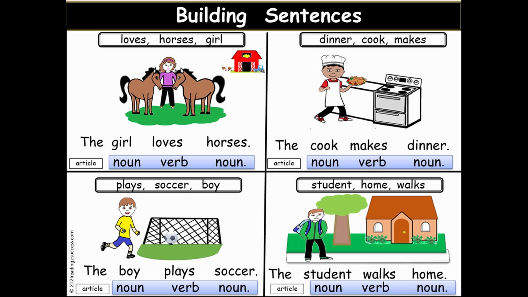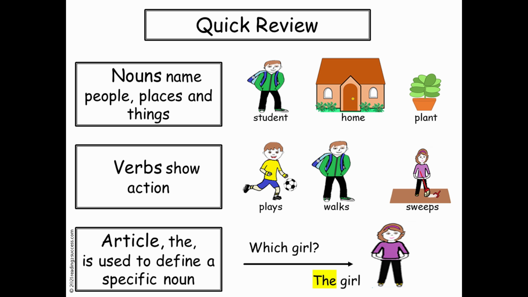And this is a completed example. The girl loves horses. The cook makes dinner. The boy plays soccer. And the student walks home. Before moving on with kids to adjectives, do a quick review. Remind kids that nouns name people, places, and things, and our examples are student, home, and plant. That verbs show action, and the examples are plays, walks, and sweeps, and that the is an article used to define a specific noun. And in our example, we ask which girl, and the answer is the girl.